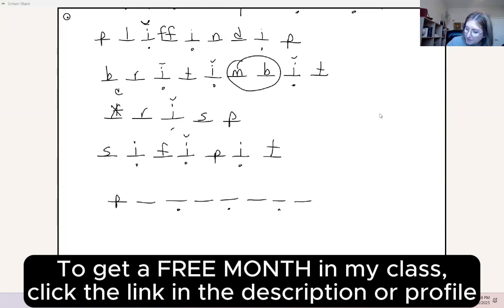Sip. Consonants. S, p. Vowels. Our I can say I here because there's a vowel one or two doors down. This I can say I here just fine because it's in the middle syllable. And then this I spells the I sound at the end. There's sip.